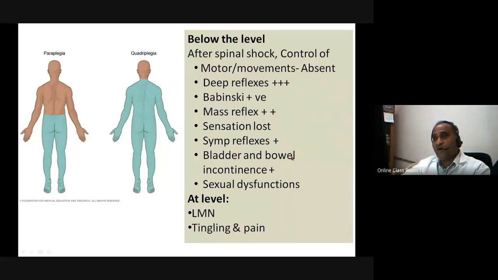Then bladder and bowel incontinence is present. So that means the bladder micturition reflex cannot be controlled, because the supraspinal influences are absent. So the bladder and bowel behave automatically up to a particular level. They are filled up, then it empties, filled up, empties. That type of thing happens in case of bladder and bowel.